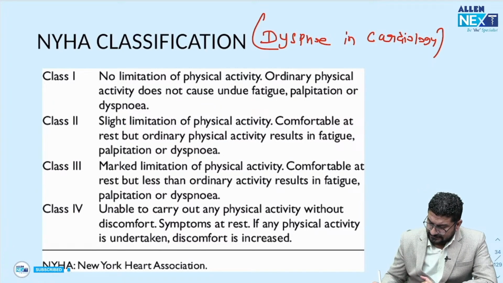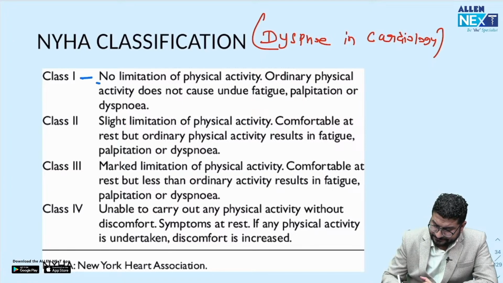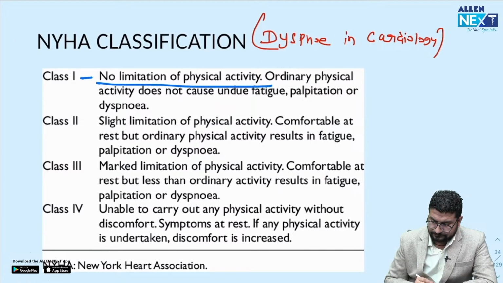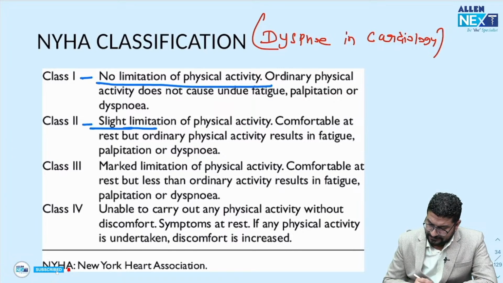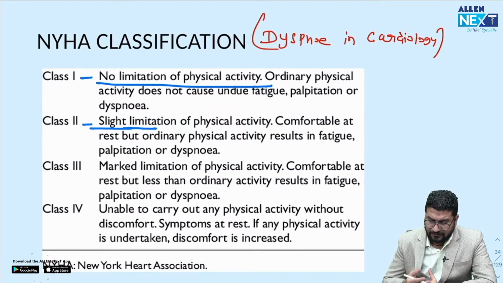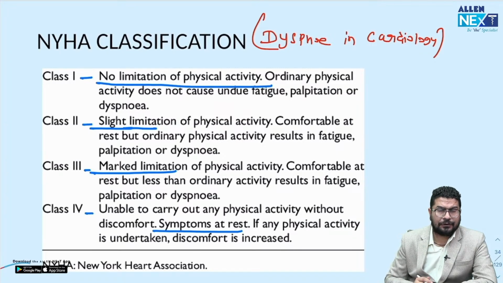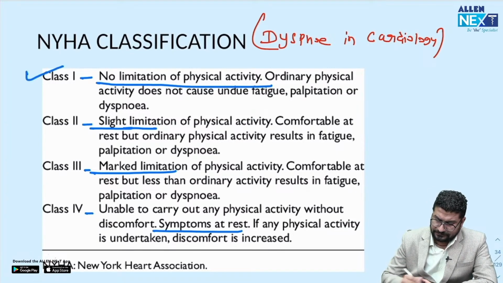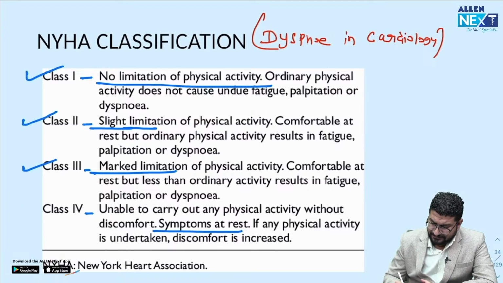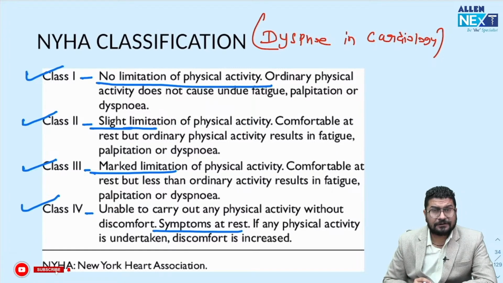So in class 1, understand there is no limitation of physical activity. In class 2, there is some limitation, right? Rest is comfortable, but some ordinary activities can cause some dyspnea. Class 3, there is marked limitation, and in class 4, the patient will have symptoms even at rest. So once again: no limitation, slight limitation, marked limitation, symptoms even at rest. This is what we call NYHA, New York Heart Association.